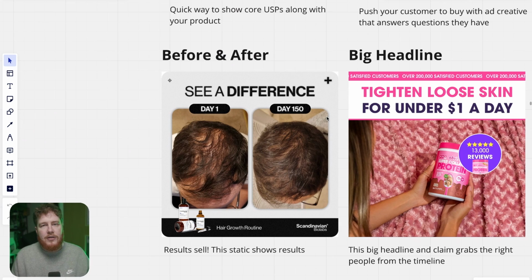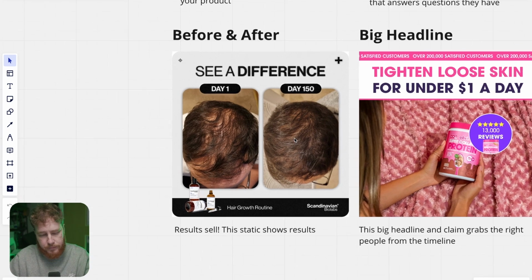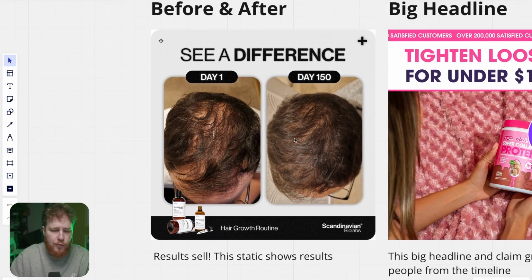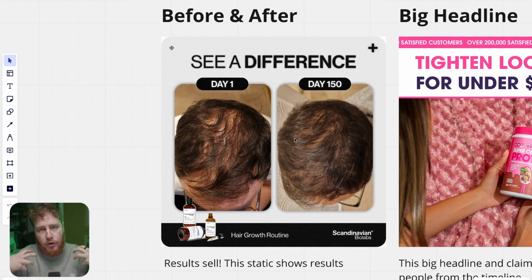Next, before and after. Listen, these sometimes get passed on Meta, sometimes they don't, but they are so powerful because results sell, especially when it comes to beauty products, hair products, stuff where people really feel emotional about this stuff. Listen, I'm a balding 28-year-old. This kind of advert, if I saw this, would pull me in. I'd be like, hang on a second, I don't want to lose my hair like this guy. I'm going to buy this product, because results sell, and before and afters are perfect for that.